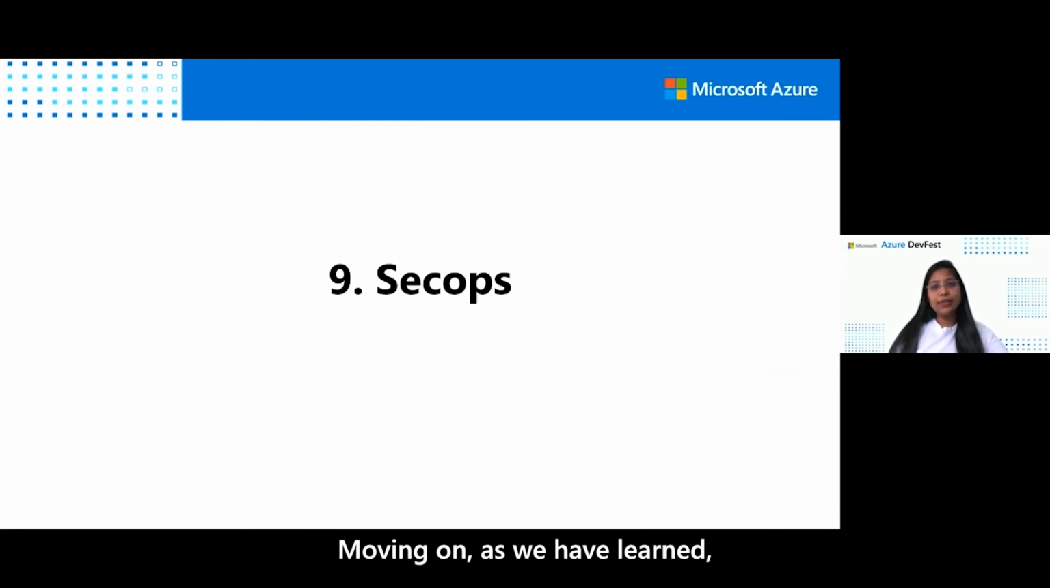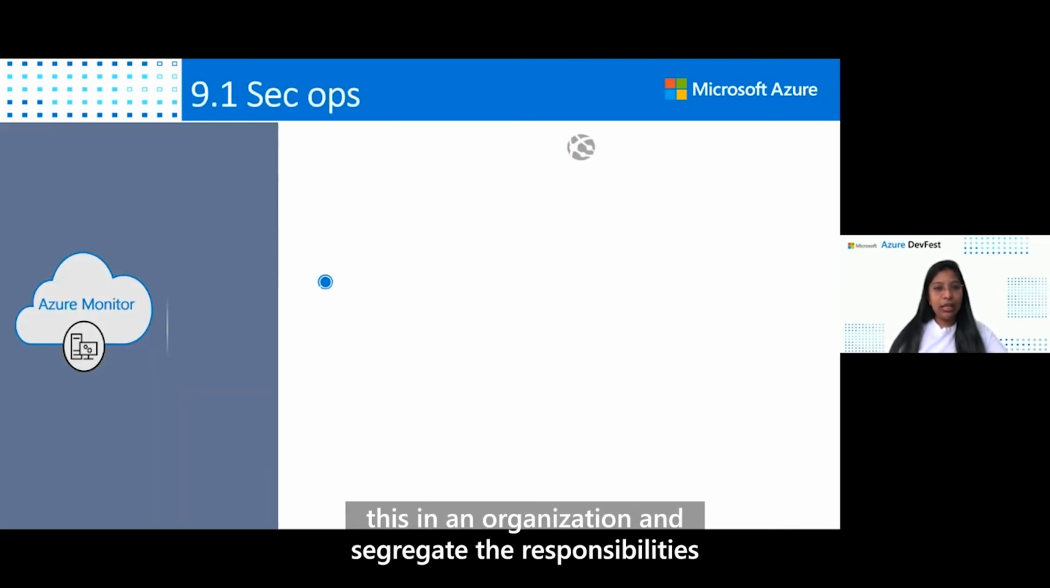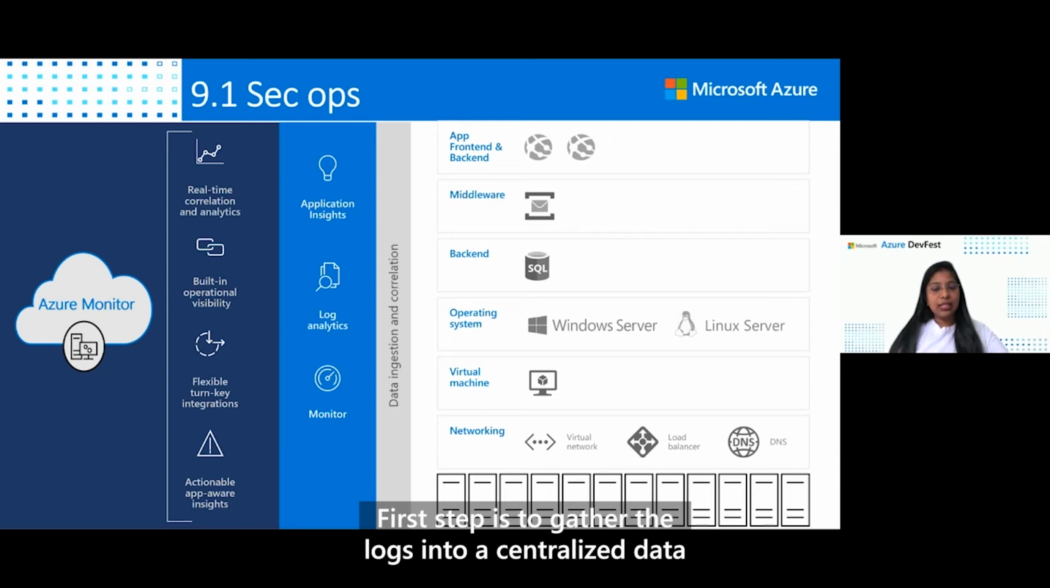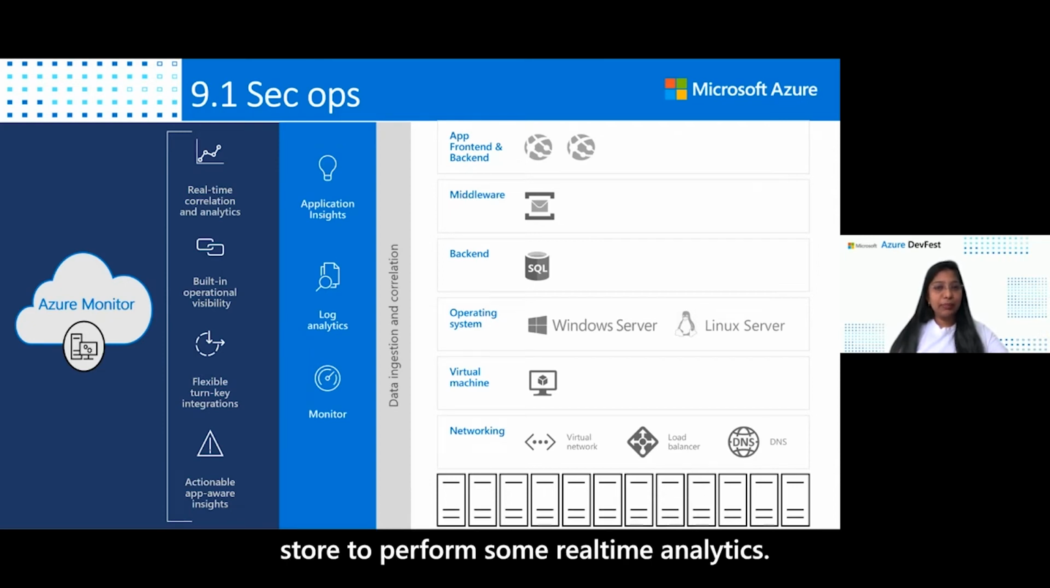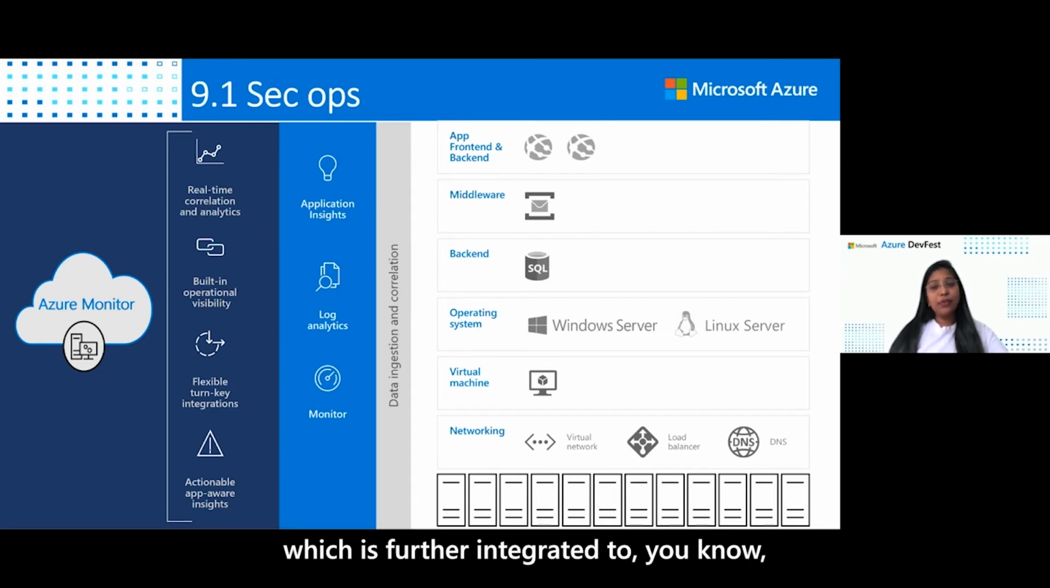Moving on, as we have learned the numerous layers of security in Azure, now let's understand how we operationalize this in an organization and segregate the responsibilities of the SecOps team. The first step is to gather the logs into a centralized data store to perform some real-time analytics, for example using the Log Analytics workspaces, which are further integrated with Azure Monitor for visibility and actionable insights.